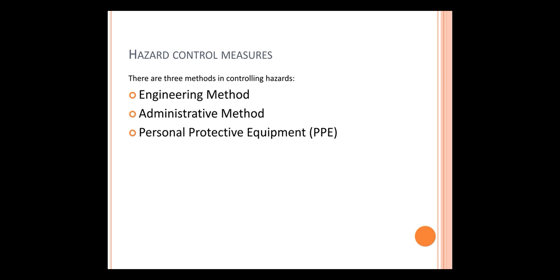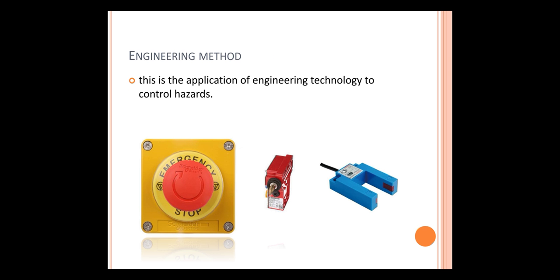Hazard control measures. There are three methods in controlling hazards: engineering, administrative, and personal protective equipment. Engineering method. This is the application of engineering technology to control hazards.